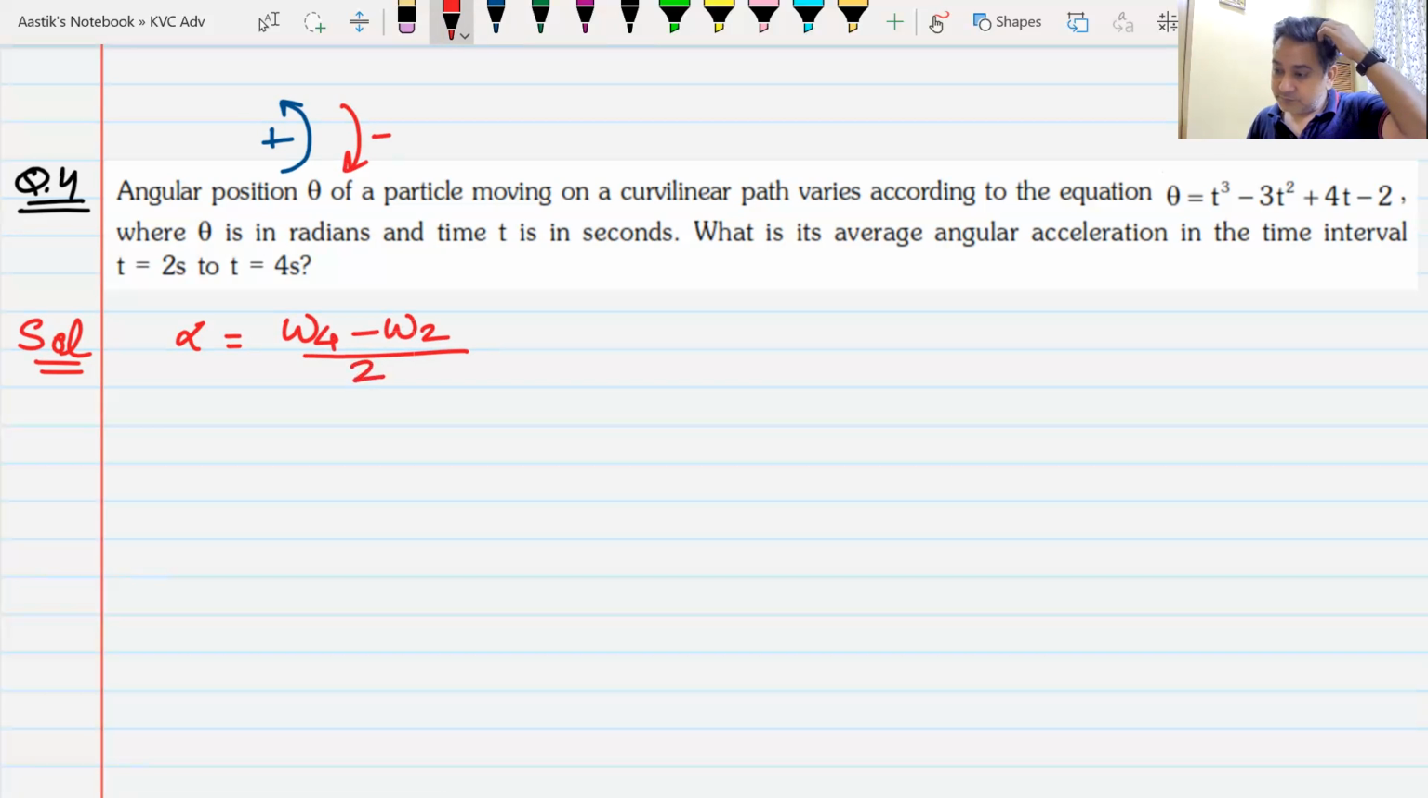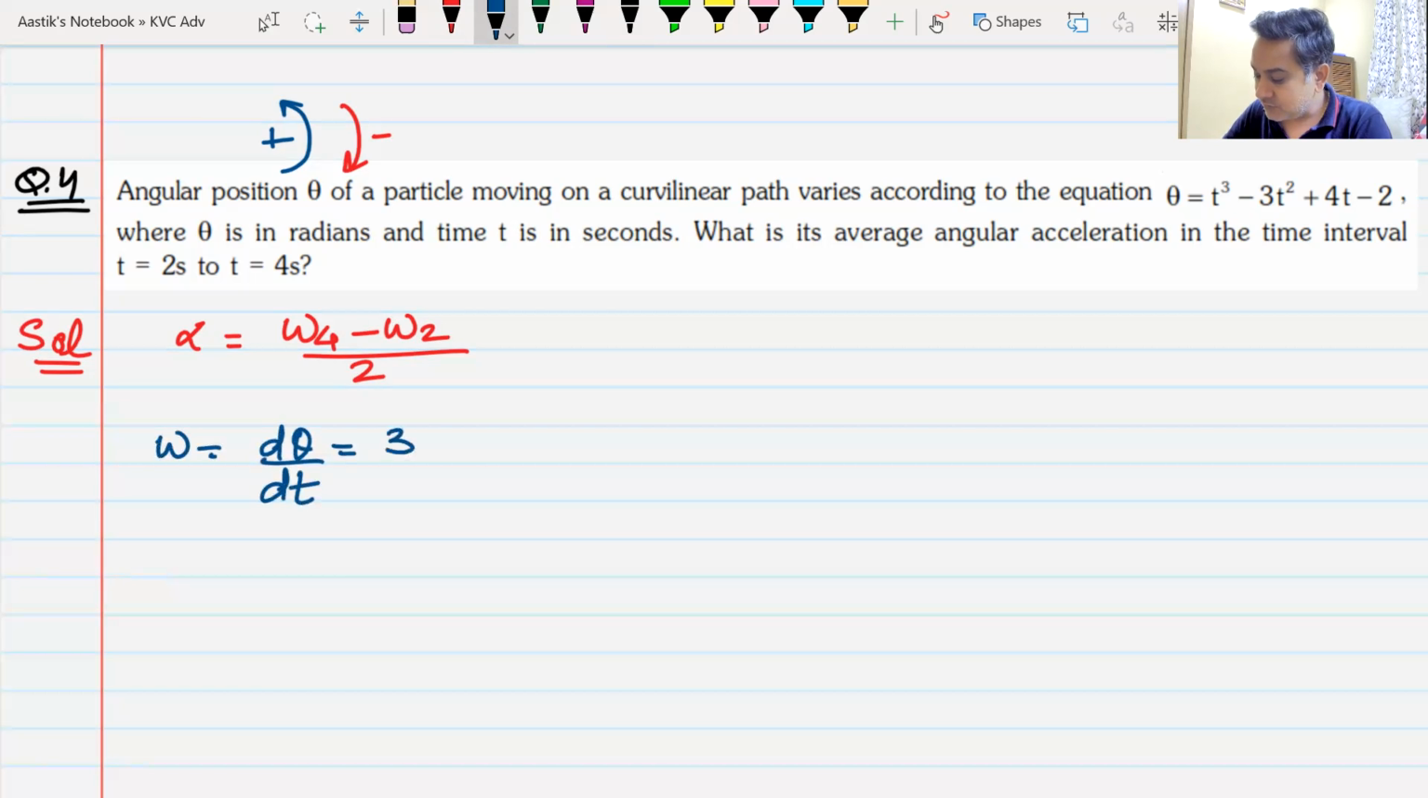Yes or no? Yes, sir. So I have to find omega at 4 seconds. How do you find out omega? We differentiate theta. Omega is d theta by dt. I'm not writing the vector sign, I'm using plus and minus. So it will be 3t square minus 6t plus 4. Yes or no? Yes, sir. So I now have to find out omega at 4 seconds. I just put the value of t as 4. What is omega at 4 seconds coming? 28, sir. 28 radians per second.